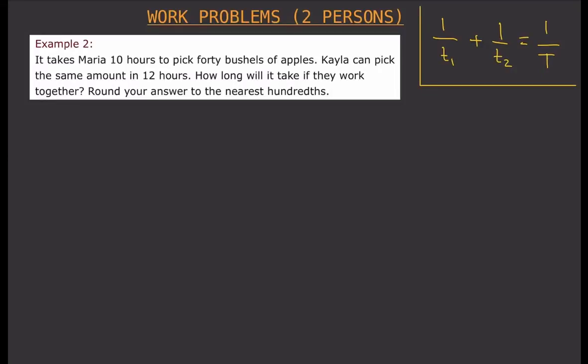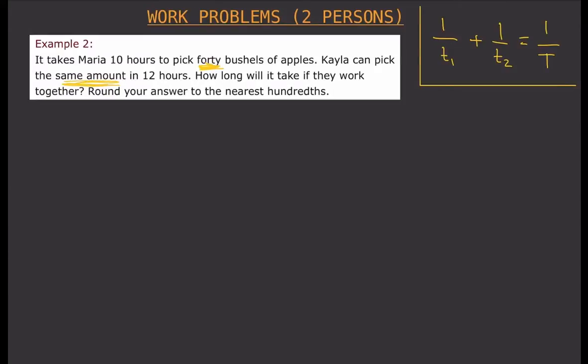Okay. So again, take note of the time. In fact, we're going to use the same equation. So Maria can work 10 hours. So now you can ignore 40 for the meantime because it says here that Kayla can pick the same amount. So that means they're working on the same job. Just like with the previous example, they're working on the same job, so you can just ignore this number right here.